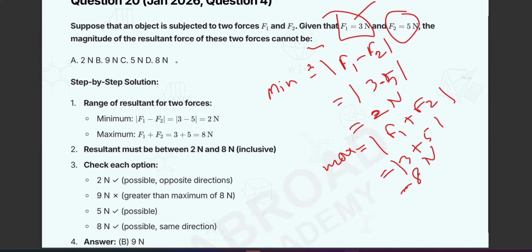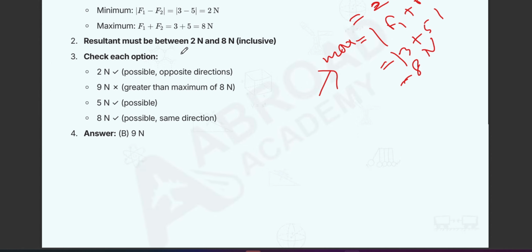First of all, 2 Newton is possible for opposite directions, but 9 Newton is not possible because it is already greater than the maximum resultant force. And 5 is also possible, and 8 is also possible for the same directions. So the answer will be B, because they ask us about the force that cannot be. That's why the answer is B, 9 Newton.